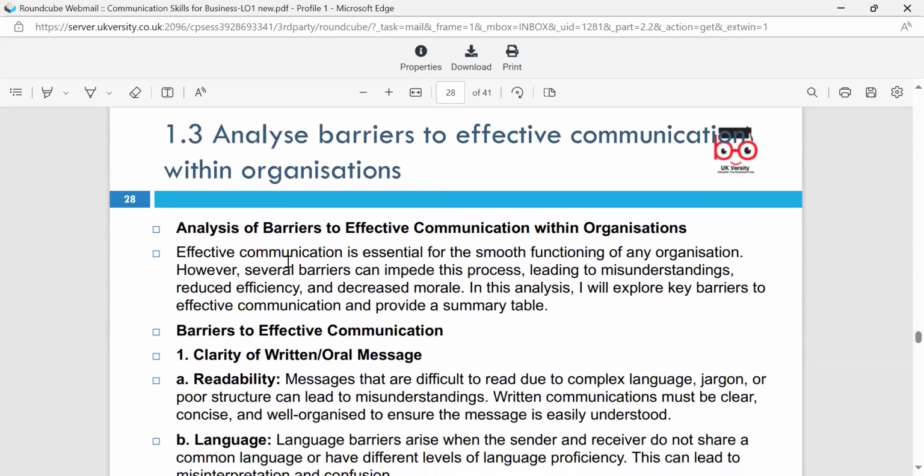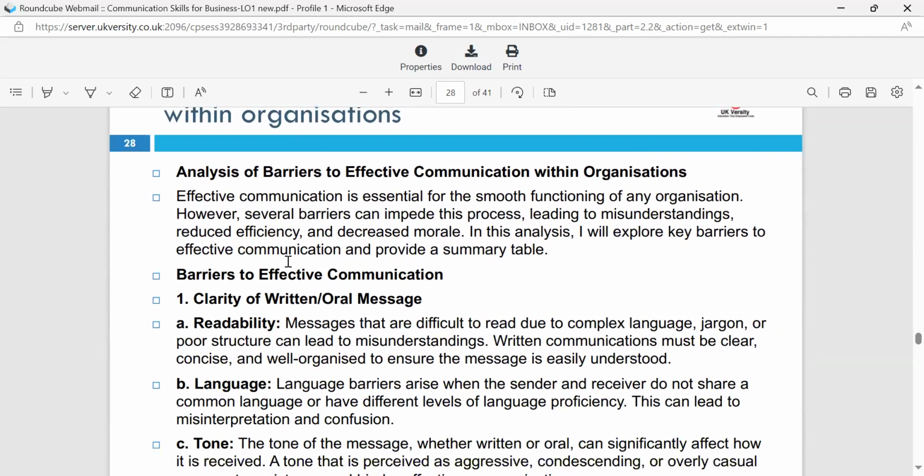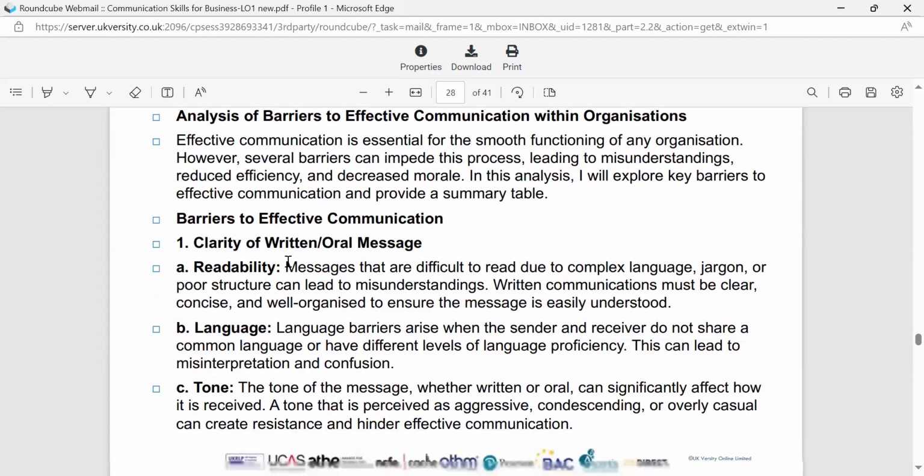Now we're going on to 1.3, which is analysing barriers to effective communication within organisations. There are barriers within organisations when it comes to any sort of communication. There are multiple barriers, several distortions and disturbances that lead to misunderstanding, as well as failure of business communication, and there are different types of barriers to business communication. For instance, it could be emotional, psychological, physical, cultural, etc.